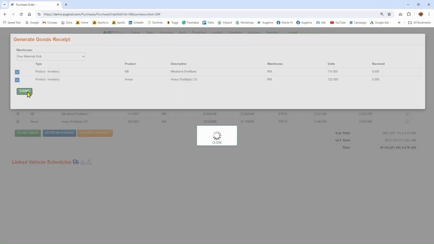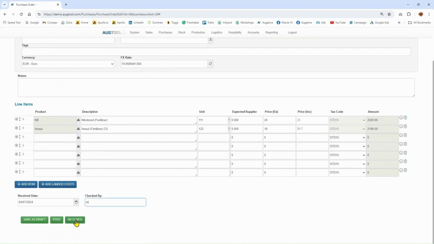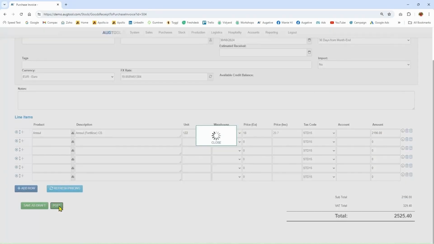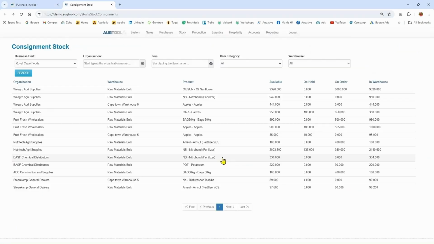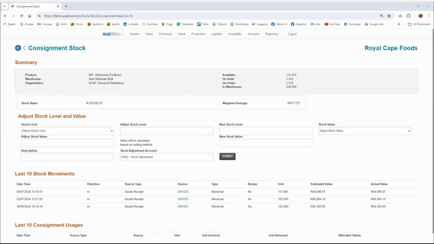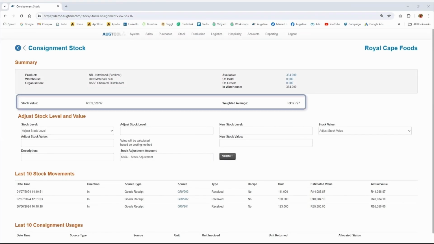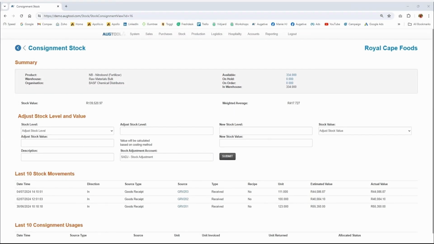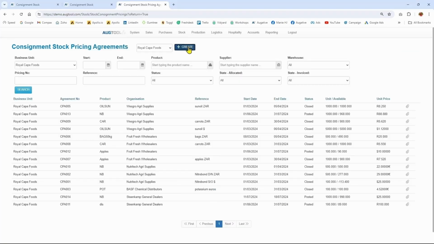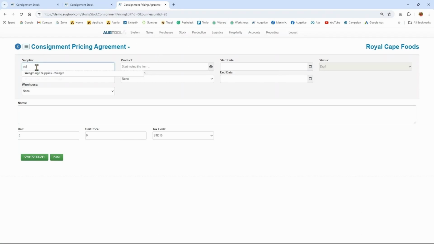Now we receive the consignment stock, and when we raise the purchase invoice, you will notice that the system only pulls through the normal stock to be invoiced, which is AMSUL. The consignment stock will be invoiced when it is utilized. The consignment stock list is now updated with that product, and it has a default weighted average cost as per all purchase orders for the same item, supplier, warehouse combination. This cost is not set in stone and will be used if it does not have a consignment pricing agreement attached.